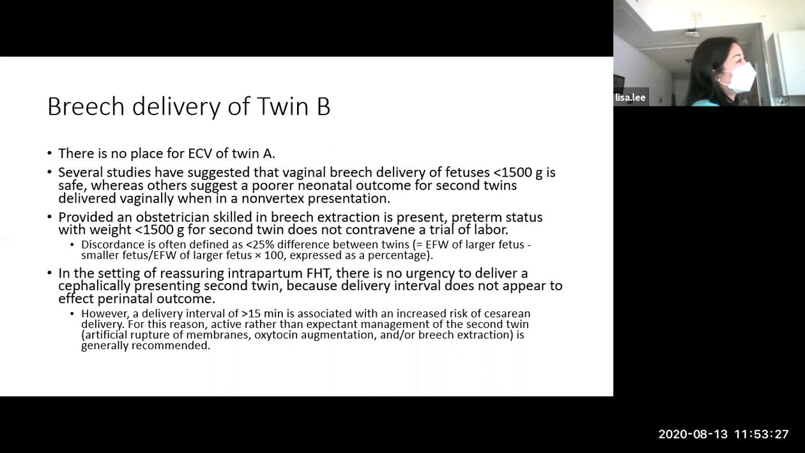But if they're both vertex, you don't have to rapidly deliver twin B. You can let it come down a little bit. But if you wait too long, it might not be as successful. Okay, that's it. Any questions?